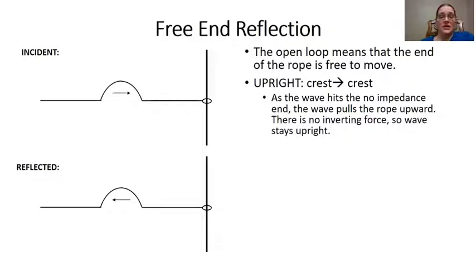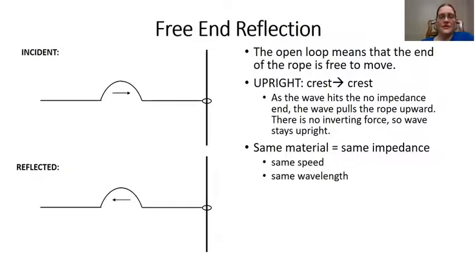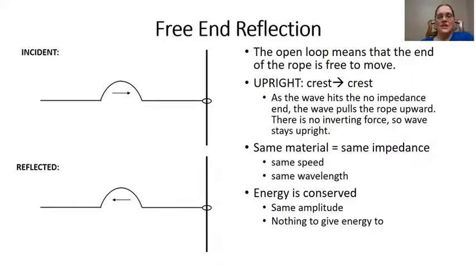So the wave is going to stay upright. Of course, this wave has the same material, or staying in the same material, excuse me. And so it is going to have the same impedance the whole way through, which means it's going to have the same speed and the same wavelength. Energy is going to be conserved again here, so the amplitude of the wave is going to stay unchanged. And because it doesn't have anything to impart energy to, it's reaching the end of the rope, essentially. And then your frequency is going to remain constant.